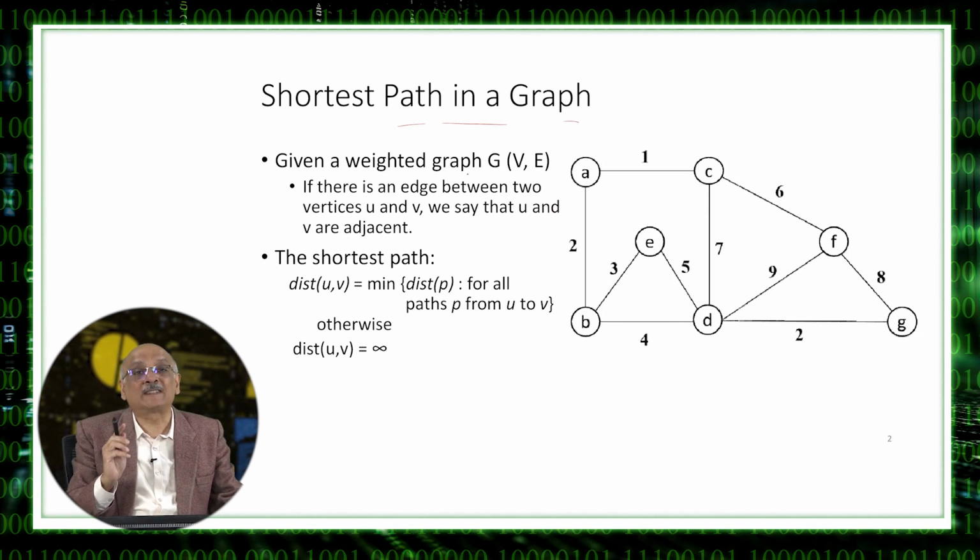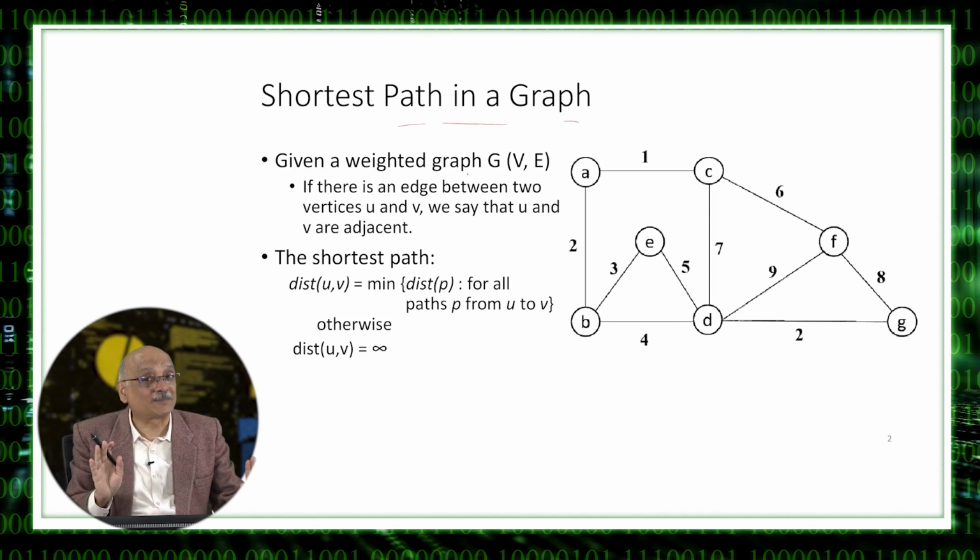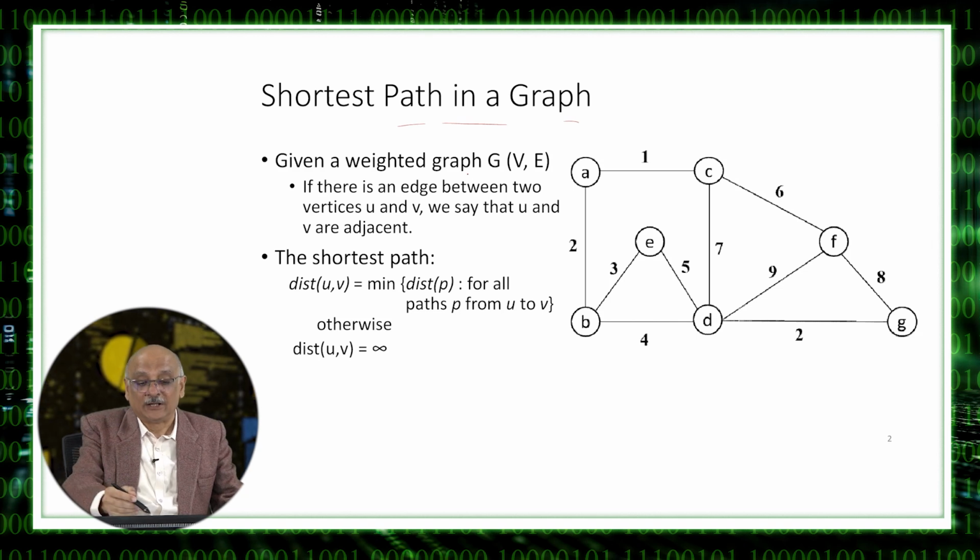So this is the first definition. This is not the shortest path, this is the first definition. If I am referring to A, any node which has a direct edge, then we say C as well as B are adjacent to node A. All right, so this is the definition.